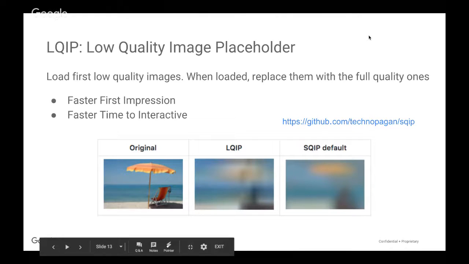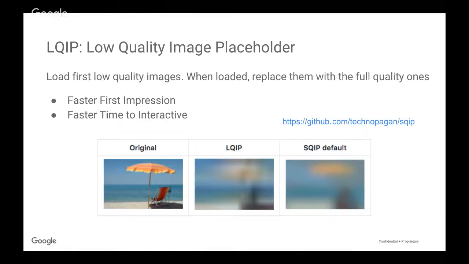Low quality image placeholder. Quite an advanced technique as well. It consists of showing the user a low quality image very fast, and then swapping it with the original image. So we can, for example, load the original image in a hidden image tag, and when it is fully loaded, we switch them.